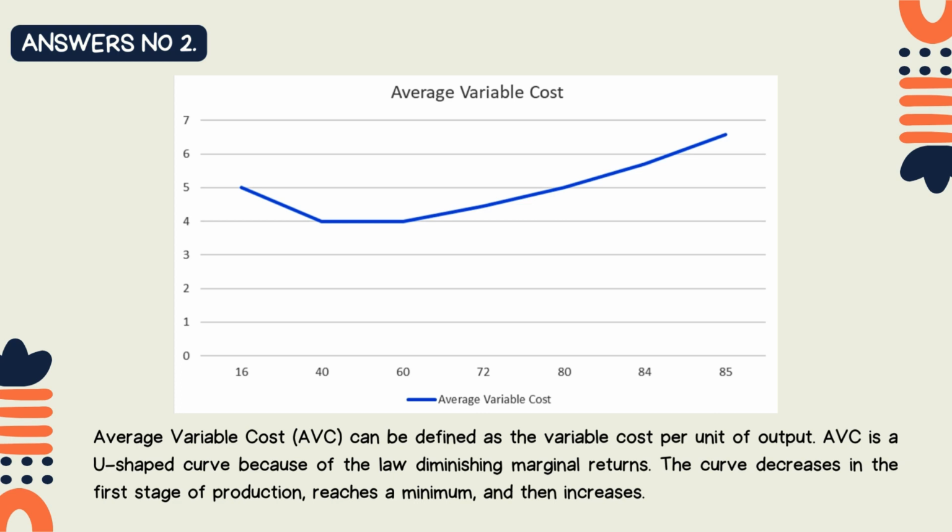Average variable cost, AVC, can be defined as the variable cost per unit of output. AVC is a U-shaped curve because of the law of diminishing marginal returns. The curve decreases in the first stage of production, reaches a minimum, then increases.